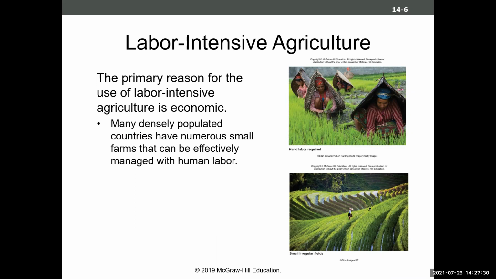Now, this shifting ag is a real labor intensive ag. And the reason we see labor intensive ag is because it's economic. It costs less for people to go out and produce that manual labor than it does for these cultures and these populations to buy and maintain those heavy machineries, those large tractors and large machinery that it takes to run those big ag operations. And a lot of these densely populated countries will have numerous small farms that are managed with human labor, larger families, or multiple families working together in a community that's maintaining these ag fields.